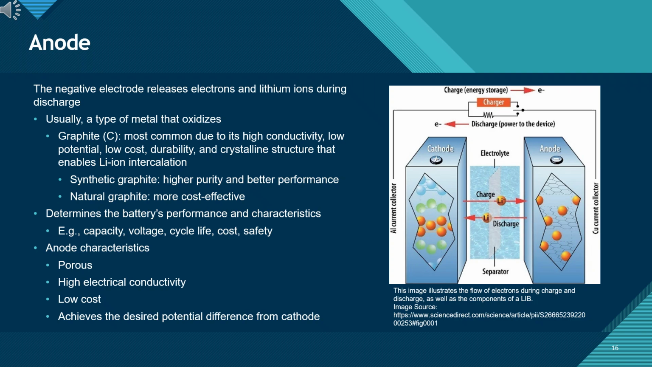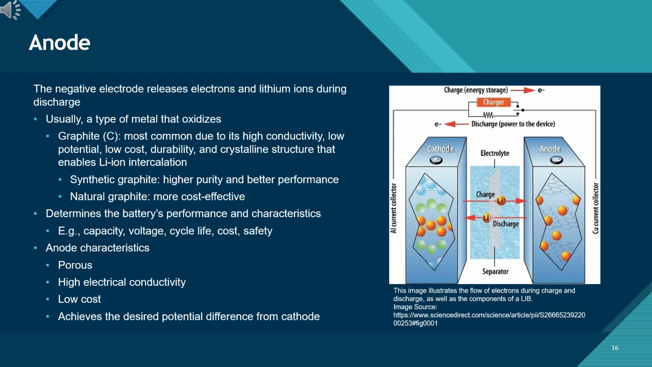Anode. Now that we have covered the cathode, let's flip to the other side of the battery, the anode. As shown in the diagram on the right, the anode is the negative electrode. Its job during discharge, when the battery is powering a device, is to release lithium ions and electrons to flow to the cathode. While we have many options for cathode materials, such as NMC and LFP, the anode world is much more standardized. The material you will encounter most often is graphite.